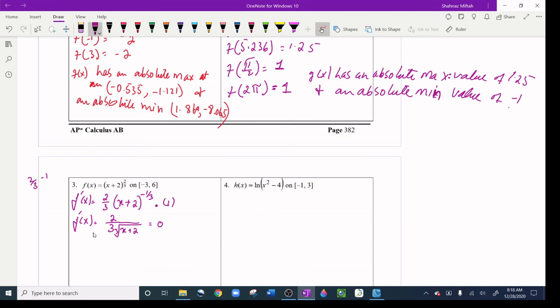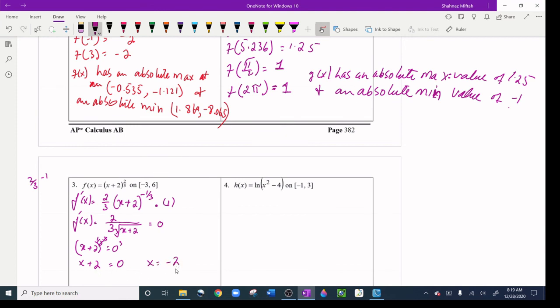But when I make the derivative equal 0, setting the 2 over that to 0 doesn't make sense. So I'm going to make this whole thing, the cube root of x plus 2, equal 0. Then you times 3 both sides, they cancel out, and I'm left with x plus 2 equals 0, which gives me x equal negative 2.